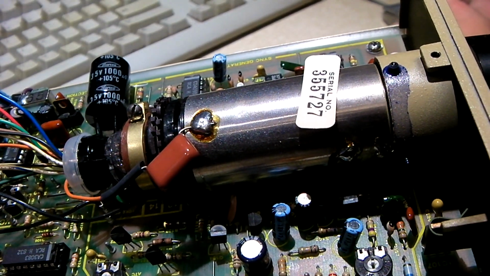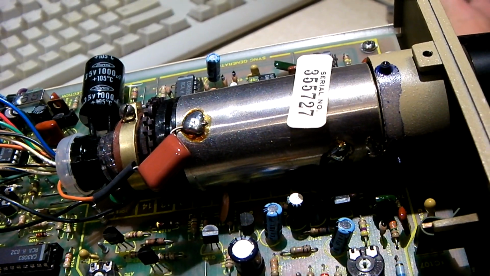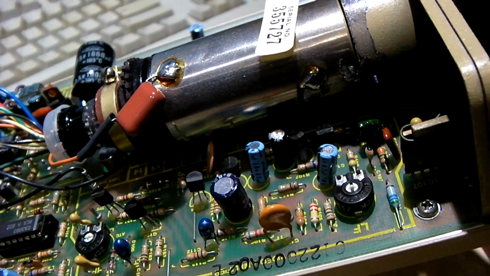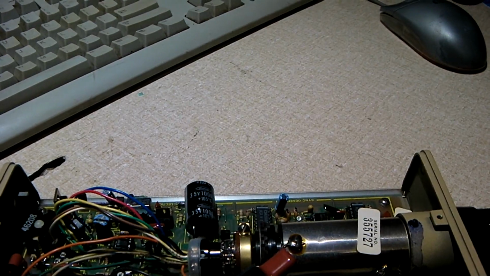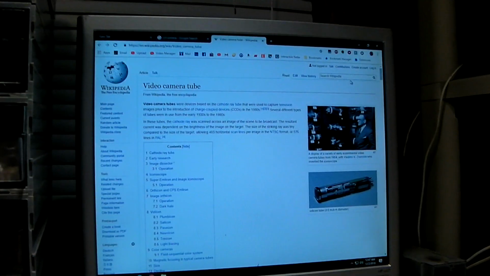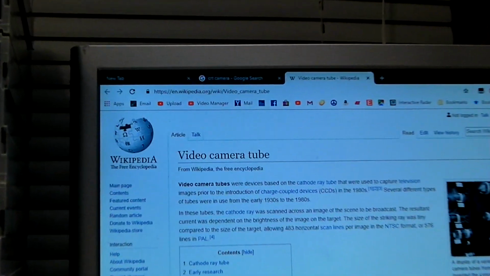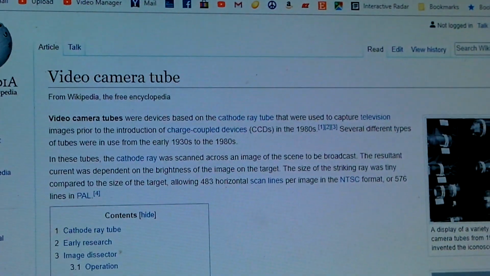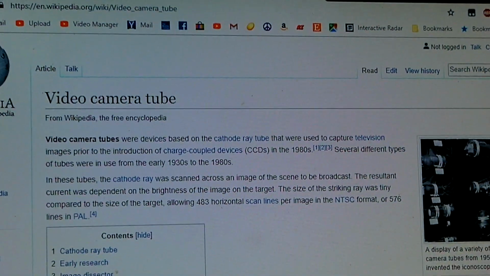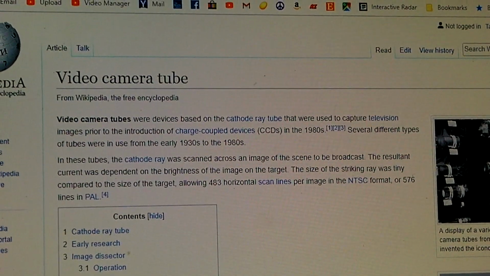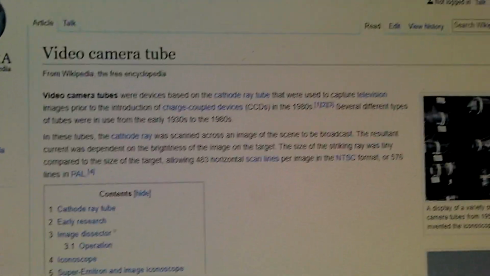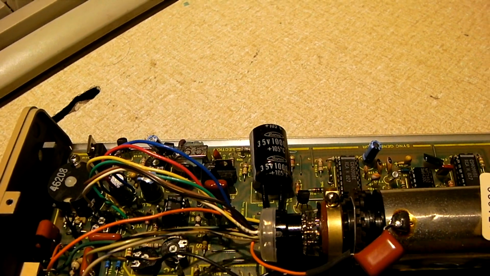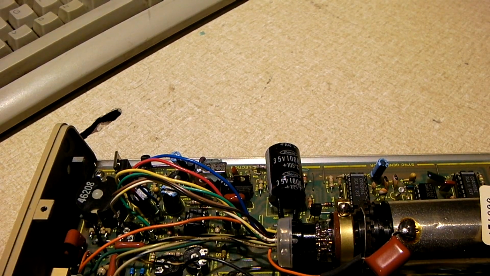I figured to supplement this, I will pull up the Wikipedia article that talks about these kinds of video camera tubes. Which, of course, if you want to look this up yourself, it's right there. So essentially, it's called a video camera tube, and it's based off a CRT. And they were used to capture television images prior to the introduction of CCDs in the 1980s. So, this thing is definitely from the 80s or older. I always think it's pretty cool to have a look at older through-hole electronics like this.